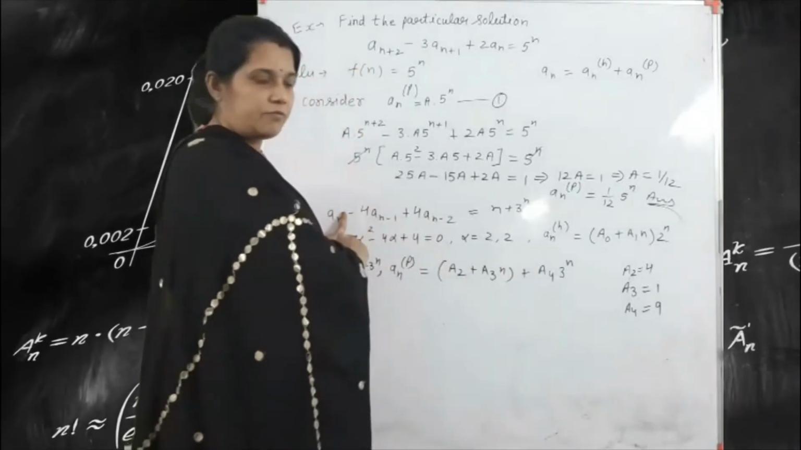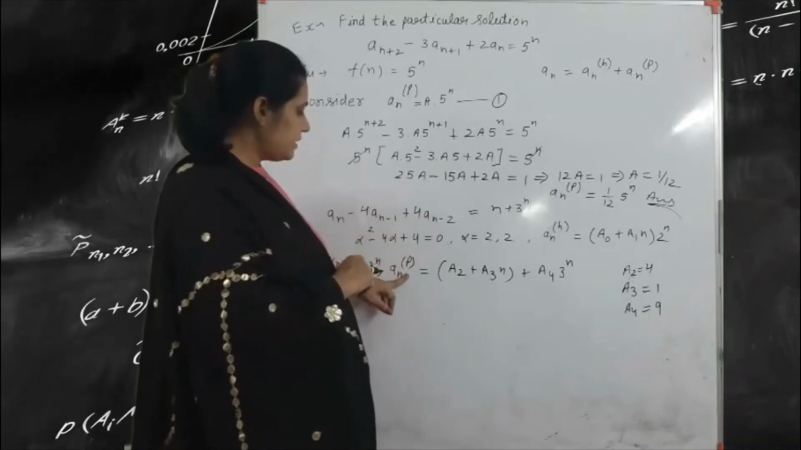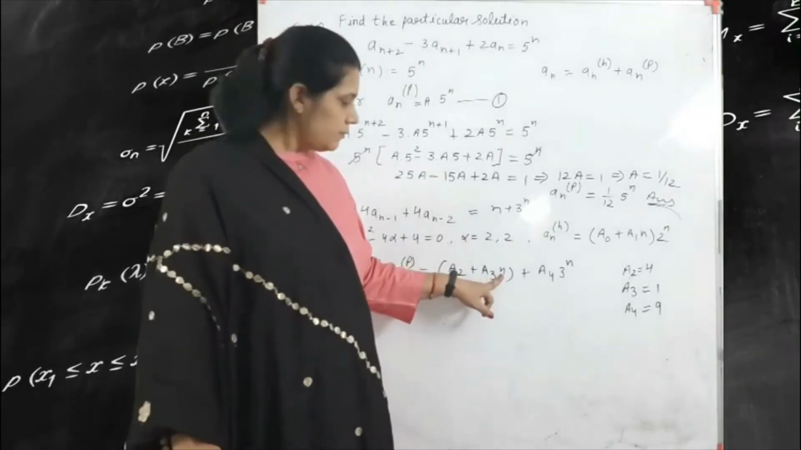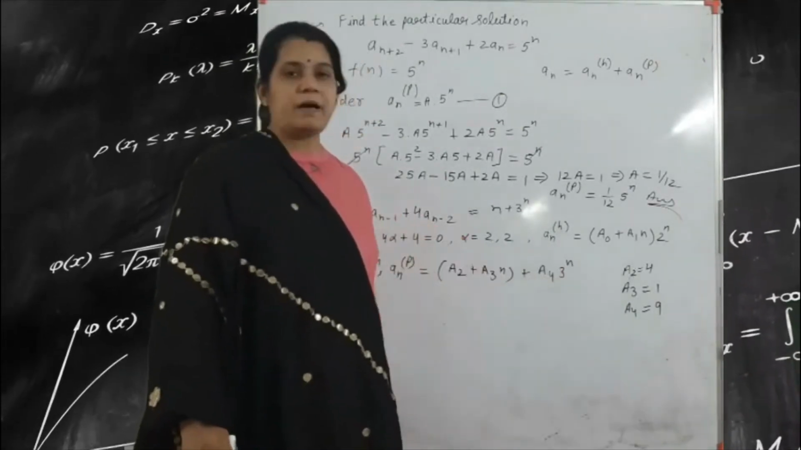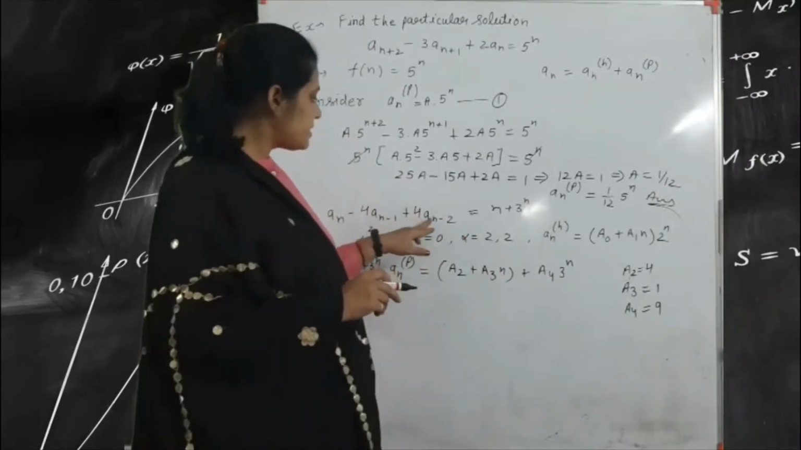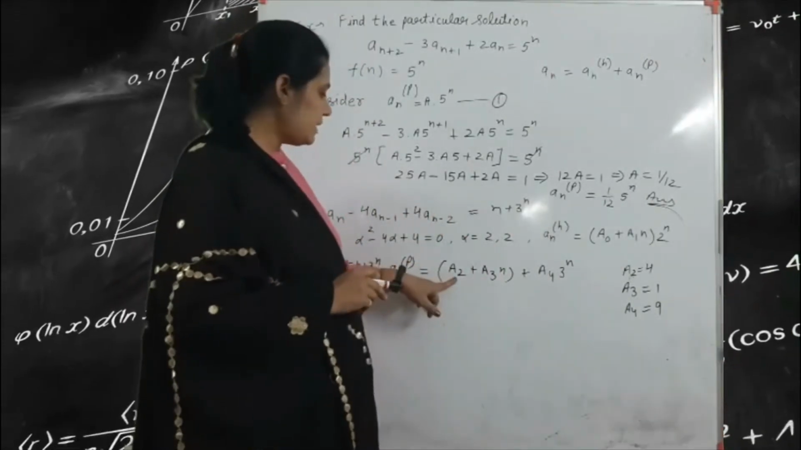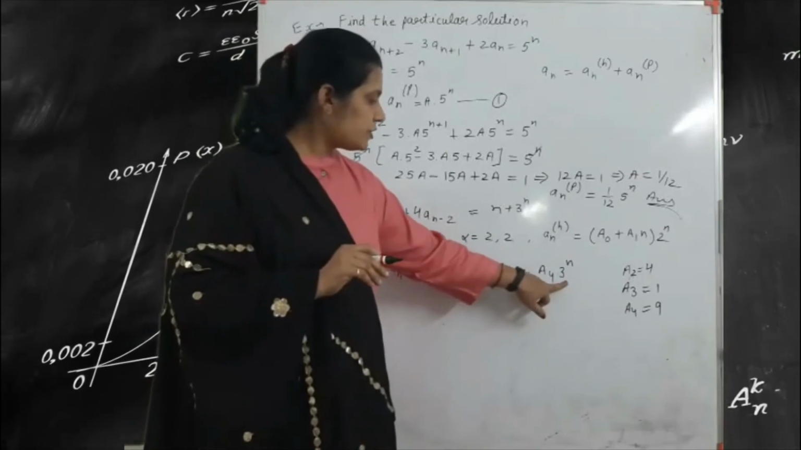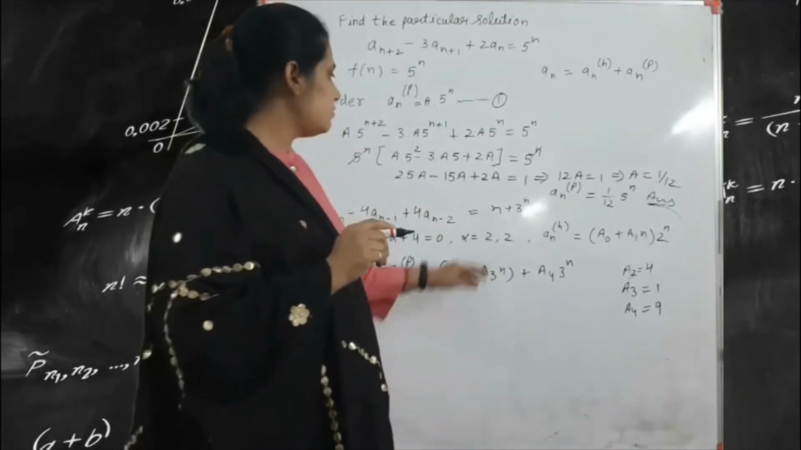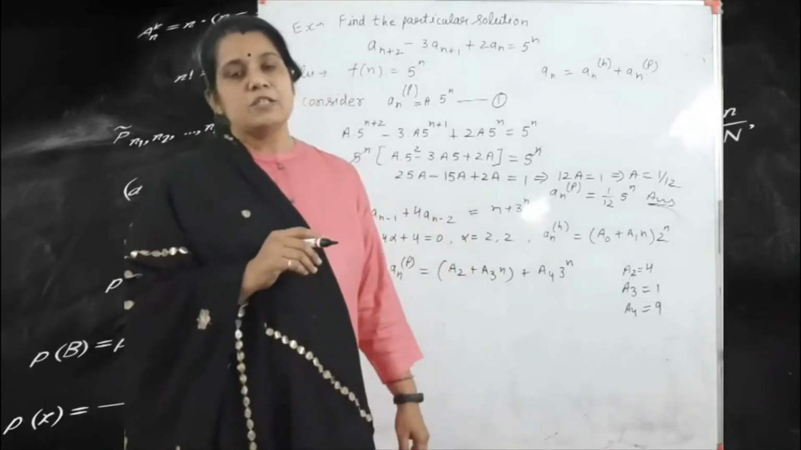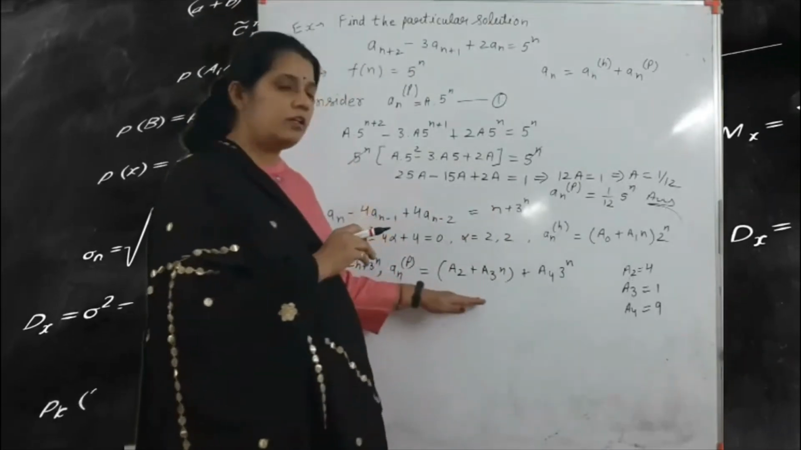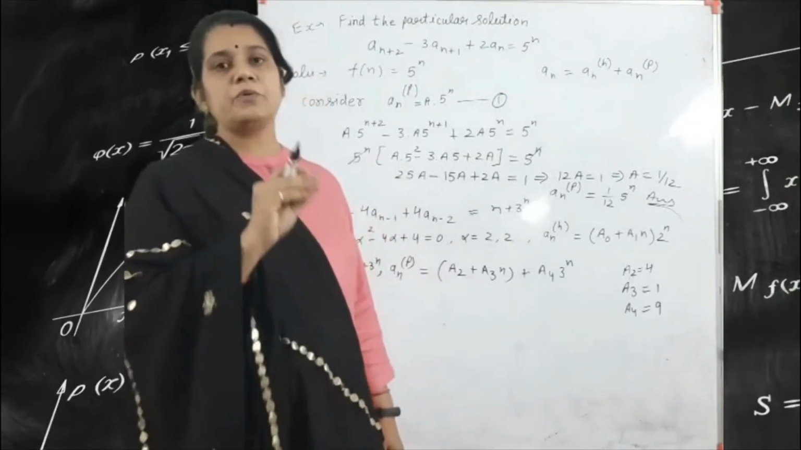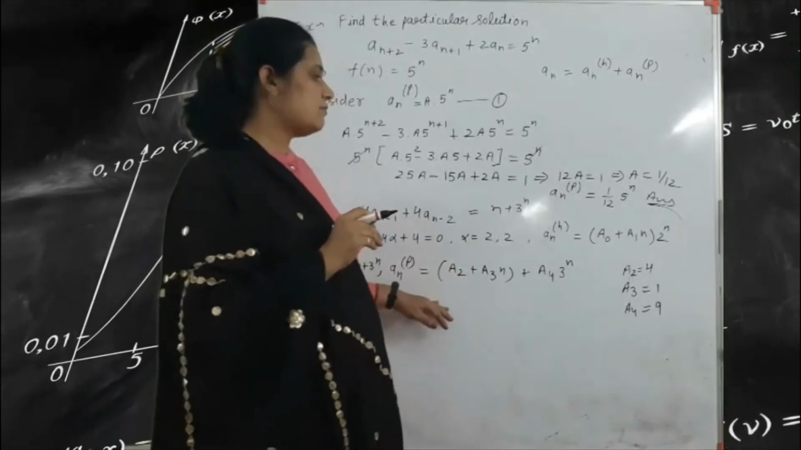You put here the value of n minus 4 times a_(n−1), that means a2 + a3 (n − 1) + a4 3 raised to the power (n − 1). And next is plus 4 a_(n−2). So here we write a2 + a3 (n − 2), in the place of n, and a4 3 raised to the power (n − 2), is equal to n + 3 raised to the power n. So simplify all these values and you get the equations according to a2, a3 and a4. Solve this equation.